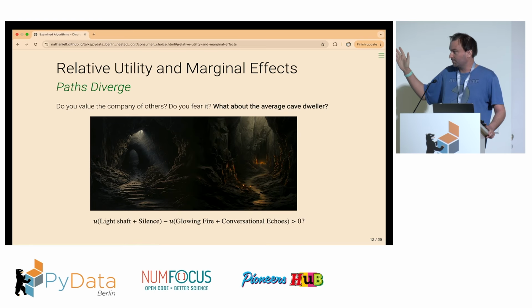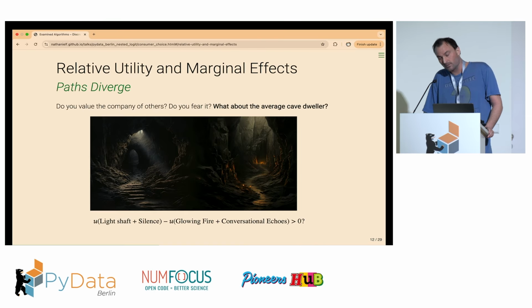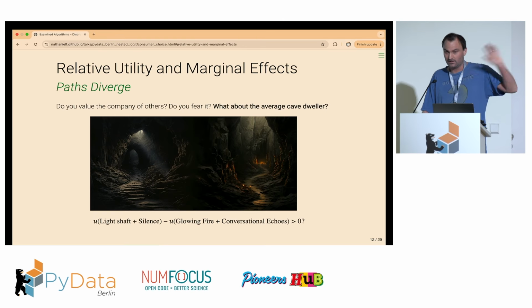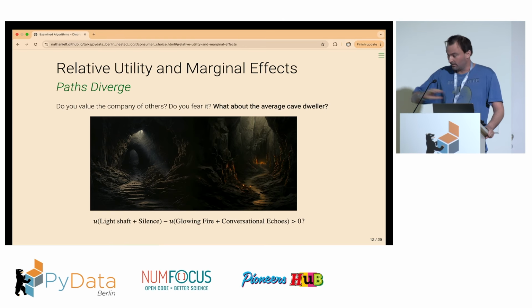So if you are walking through a deep, dark cave and you come across this bifurcated choice in the cave, and you see on the one hand there's a light shaft and silence, and on the other there's a glowing fire and echoes of conversational noise. Are you, as an individual consumer or cave dweller, drawn towards the fire and other human contact, or do you retreat into the deep, dark hollow of the cave? It's a choice for you to make, but also the more general choice is what will the average cave dweller do? And when we are working in PyMC Marketing, we want to figure out what are the actions of the average consumer or the average cave dweller.